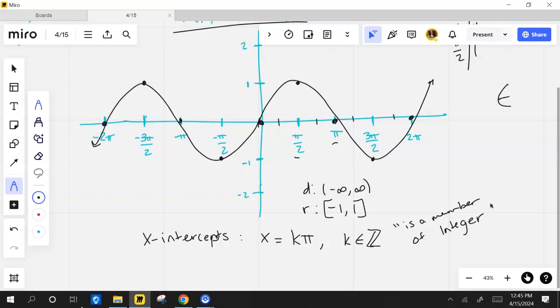But I'm not saying pi is, I'm defining K to be an integer. That means any integer you put in for K, with a pi on the end, is an x-intercept. Name an integer. 7. 7 pi is an x-intercept. Name an integer. 8. 8 pi is an x-intercept. That's right. But I didn't say K pi was an integer. I said K is an integer.